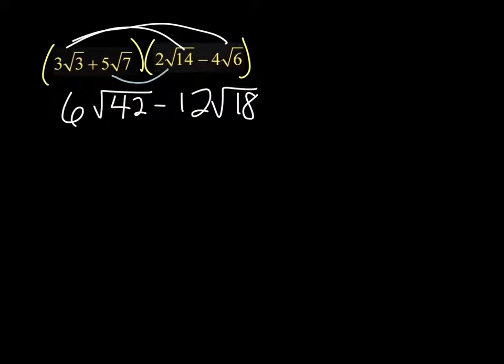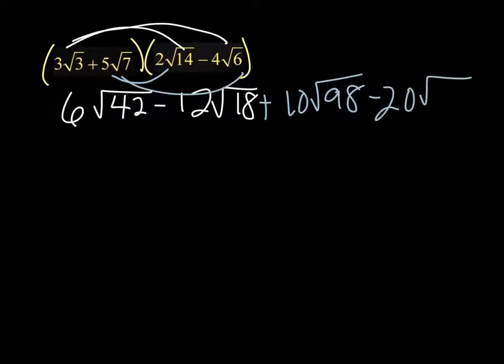Inner, 10 square root of 98. And last, minus 20 square root of 42. Well, that's interesting. This time it happened to be the first and last that are like terms. 6 minus 20 would be negative 14 square root of 42. I don't think I can simplify that. 6 times 7, nope, no perfect square factors.